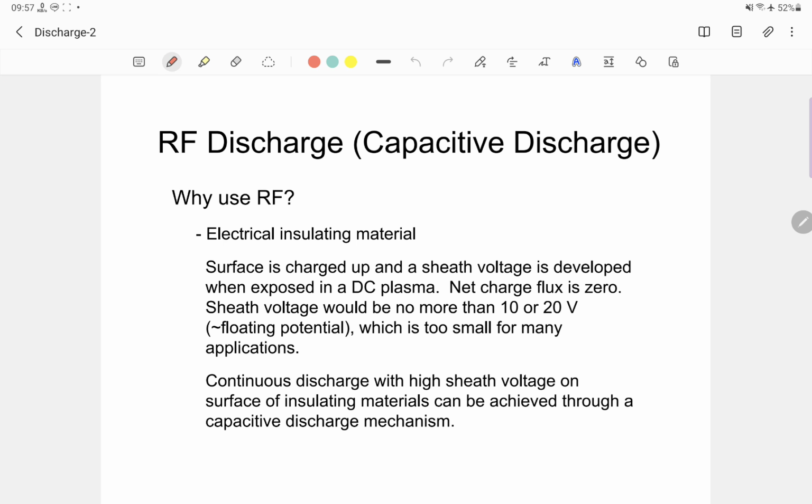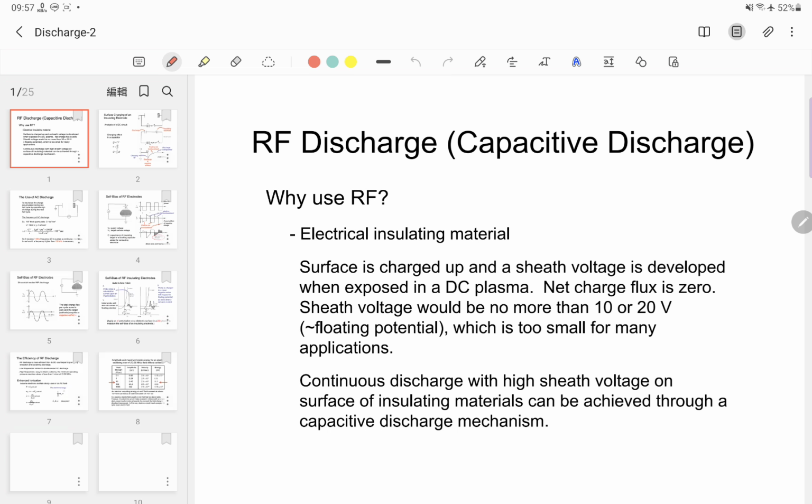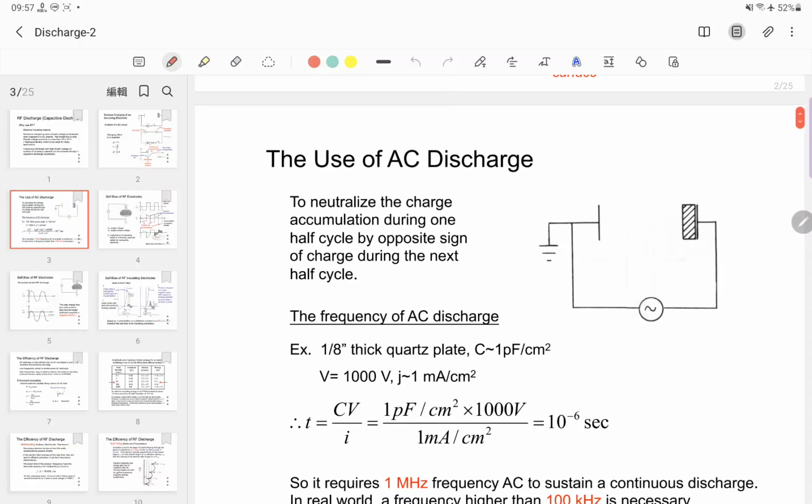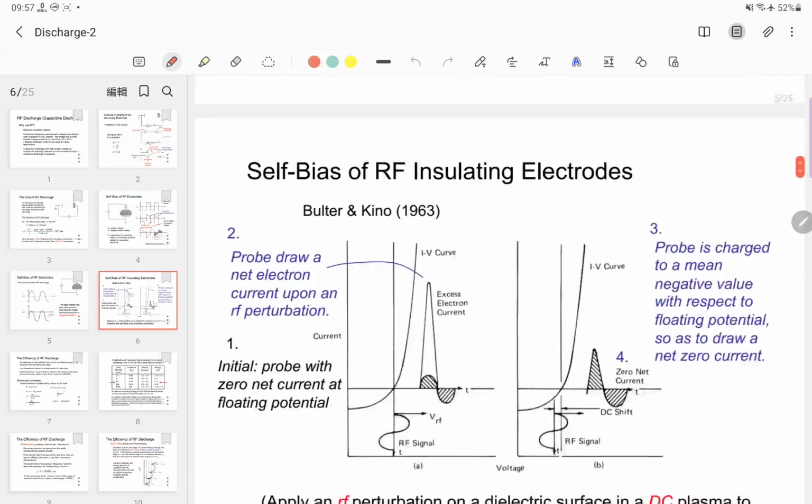Tomorrow in the next hour, I will go through this part. What's the difference if one uses a DC power supply and places a piece of insulator on the surface of the cathode, compared with using a high frequency AC power supply? I will let you know in the next hour.